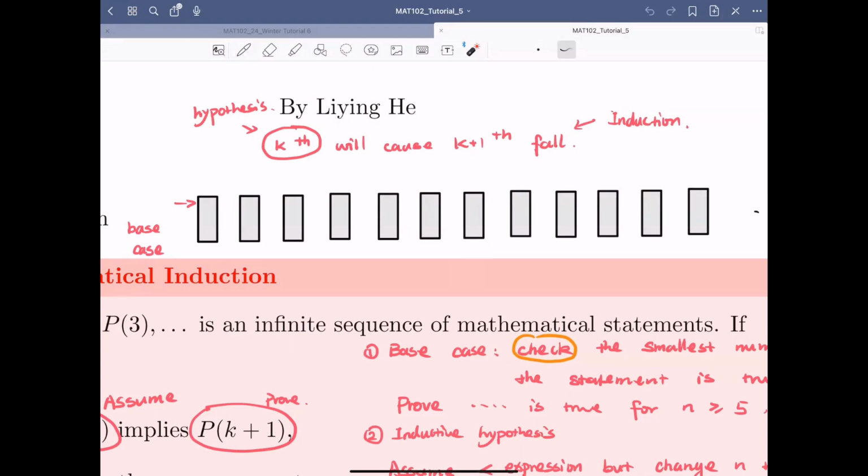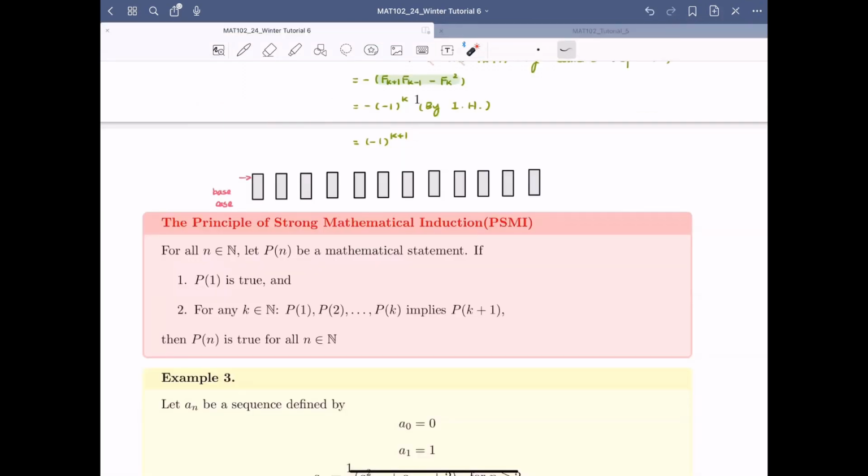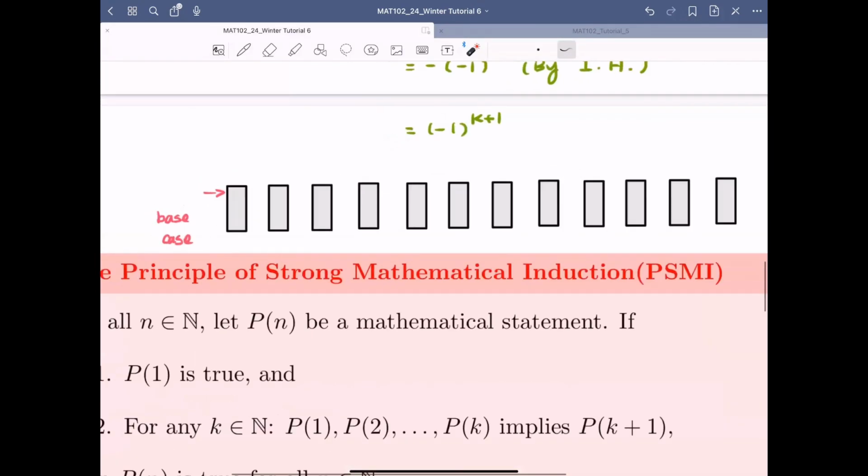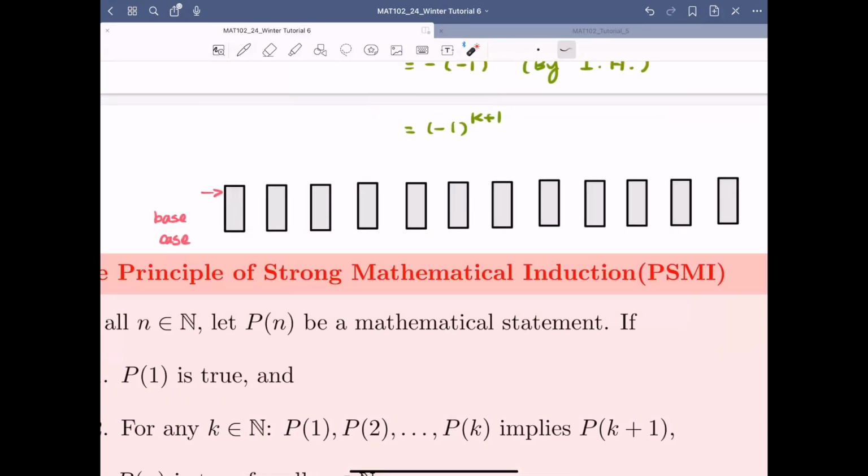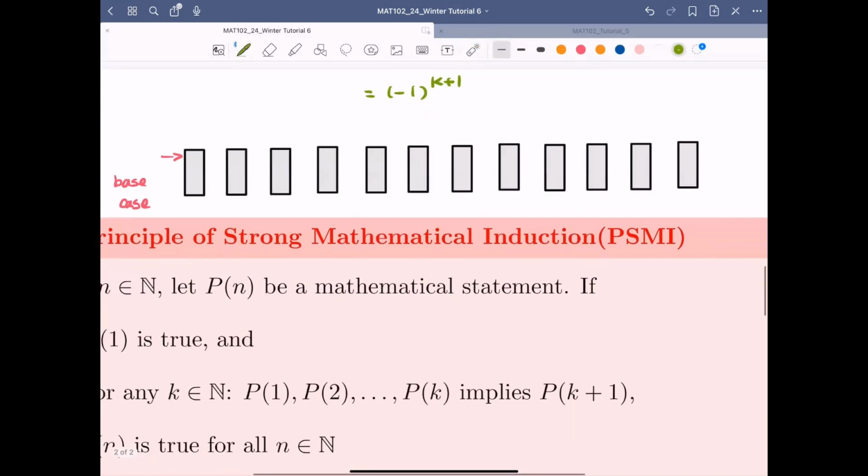That's basically regular induction. Strong induction is slightly different because, well, I still need to push the first one. Otherwise, nothing's gonna fall, right? I still need to push the first one. But now the problem is the k plus 1 domino is kind of demanding. The k plus 1, let's call this one the k plus 1 one.